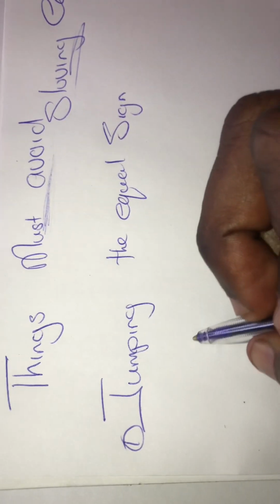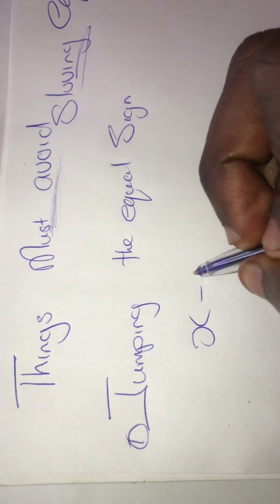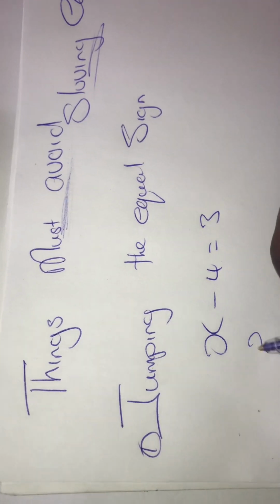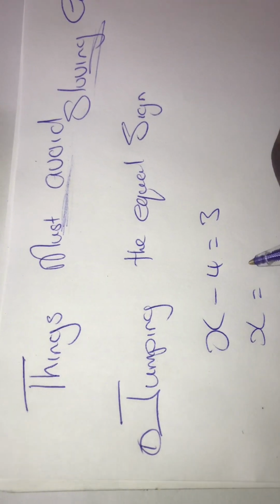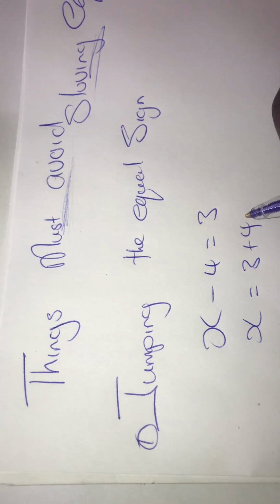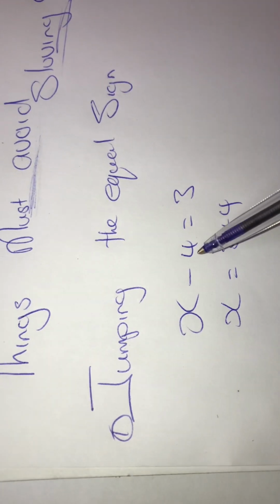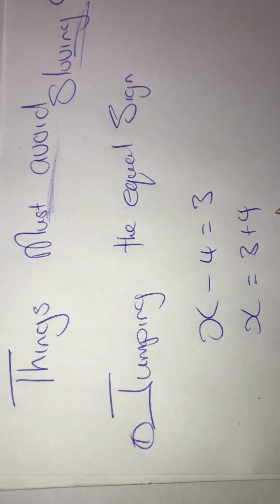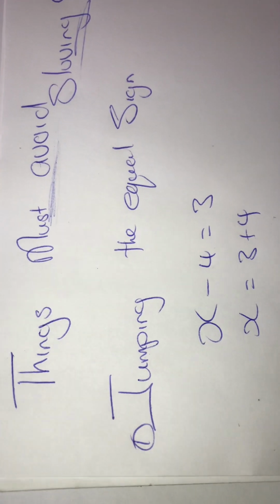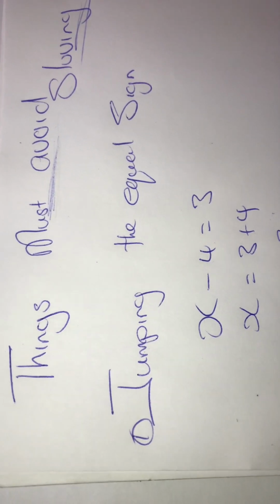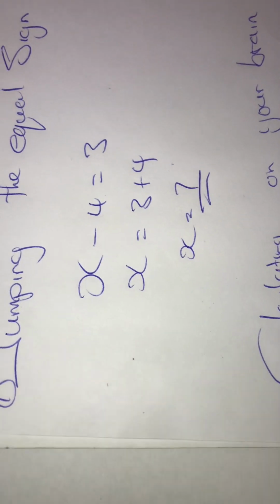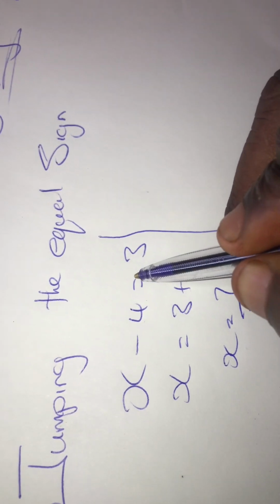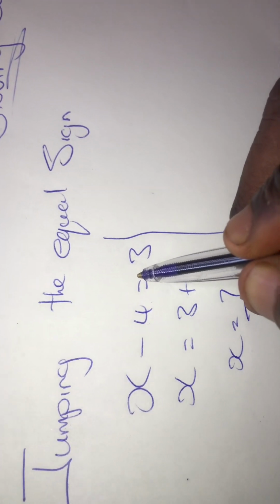For example, sometimes you can have something like this: x minus 4 is equal to 3. You have a scenario like this, which becomes x equals 3 plus 4. They tell you that when you jump the equal sign, you change the sign, then you add, and you get your answer, which is 7. It is correct.